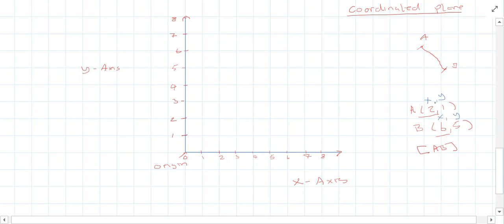So what we can do now is plot these points on this grid. So how do we do that? Let's say we take point A. We have to go across 2, so we start here.